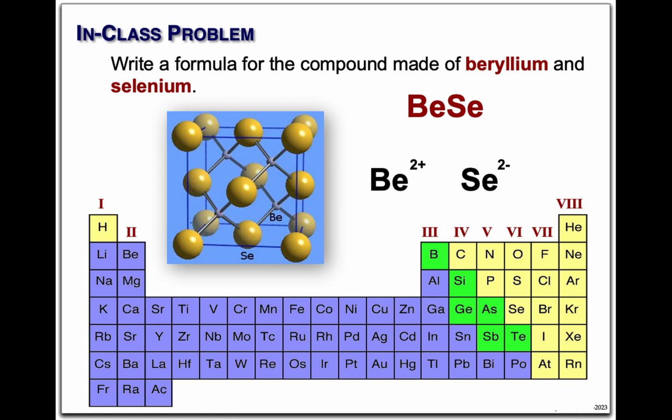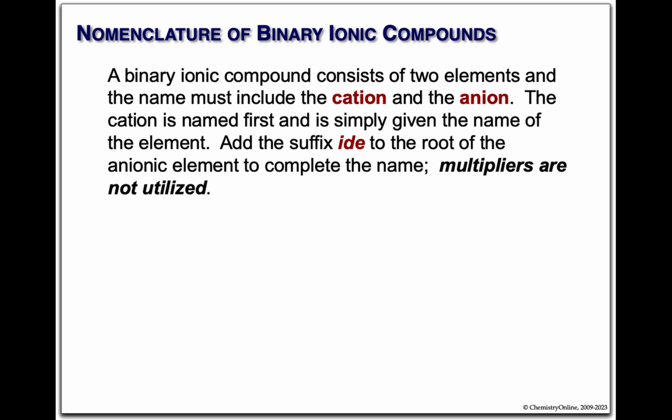Well, I'm sure everybody secretly has a question, okay? I call this beryllium selenide. How did I know that? Because I know nomenclature. So let me share this with you. Nomenclature of binary ionic compounds. What we're going to do, we're going to have a cation and an anion. The cation, first word in the name, is simply the element. The anion, we take the root of the element, like sulfur is sulf, and we add ide.